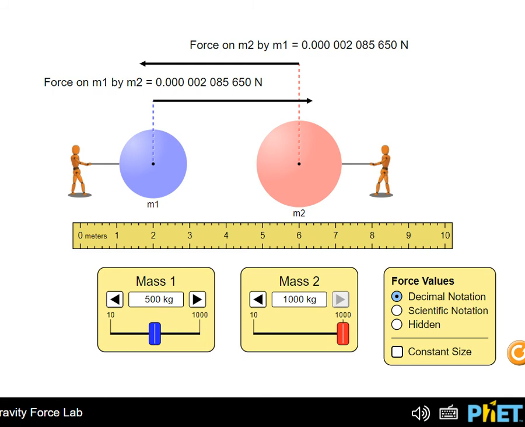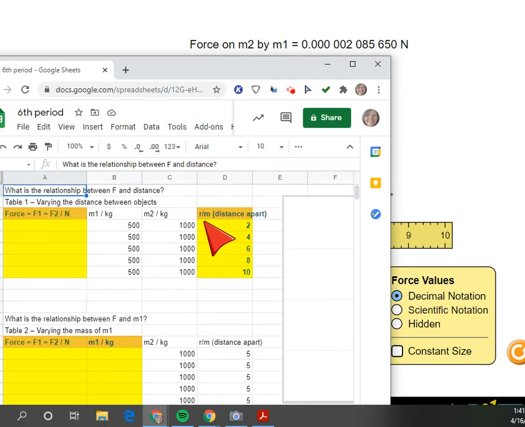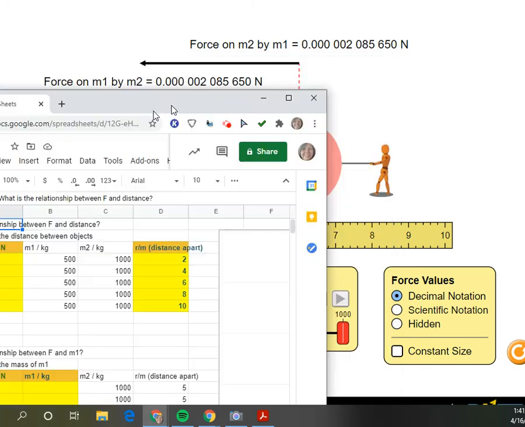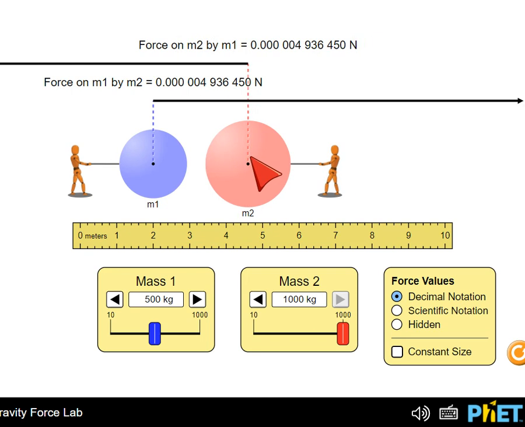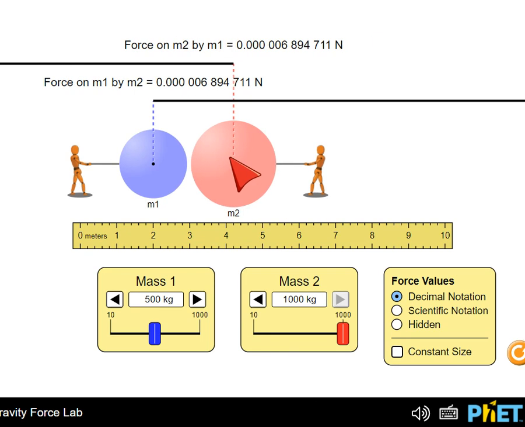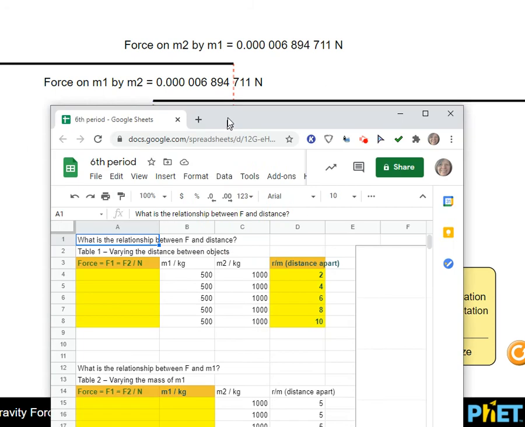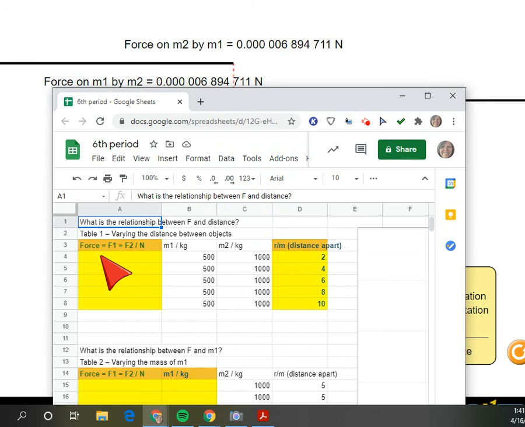And if we look here, it says the distance apart, 2, 4, 6, 8, and 10. So we want these to be 2 meters apart. That's pretty much 2 meters apart. And our force is this number right here. So let's go ahead and type in the number that we have right there for 2 meters apart.